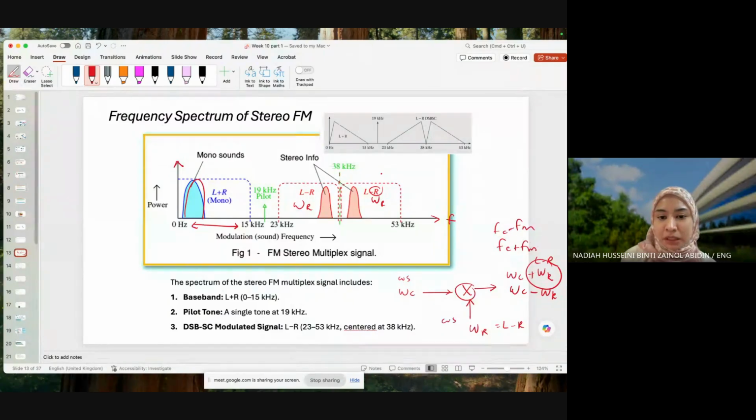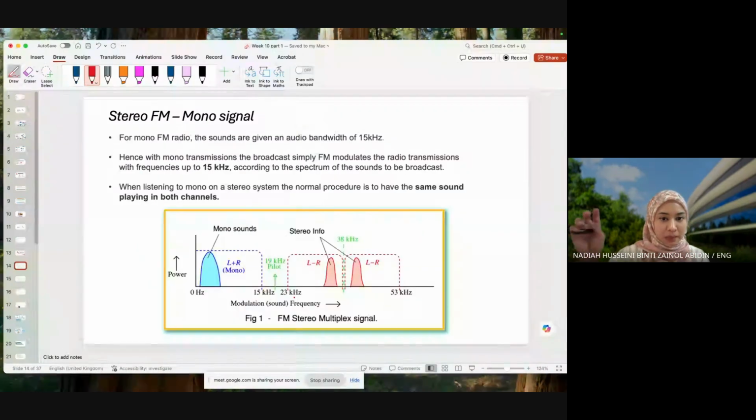Okay. All right, so baseband is L plus R from 0 to 15 kilohertz. Pilot tone is 19 kilohertz. It's going to be doubled later to 38 kilohertz. And then you're going to get the DSB-SC signal. If anyone has any questions, please unmute yourself and ask away.